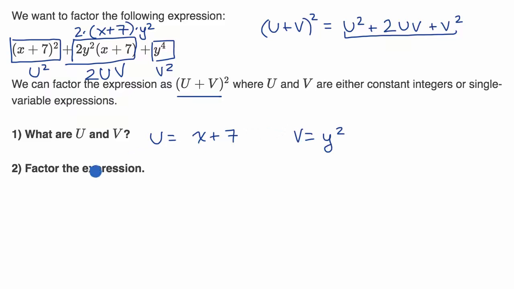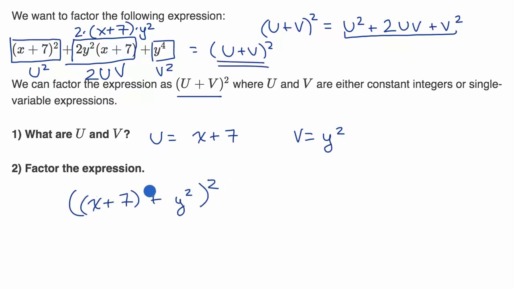Now, using that, we can actually factor the expression. We can write this thing as being equal to u plus v squared. And we know what u and v are. So this whole expression is going to be equal to u, which is x plus 7, and I'll put it in parentheses just so you see it very clearly, plus v, which is y squared, because that's exactly what we wrote over there. And of course, you don't have to write these parentheses. You could rewrite this as x plus 7 plus y squared, all squared. Let's do another example.